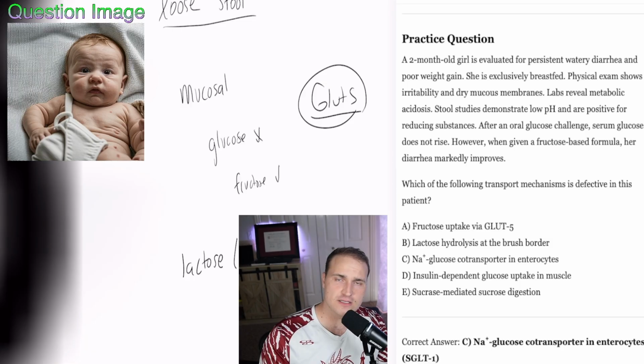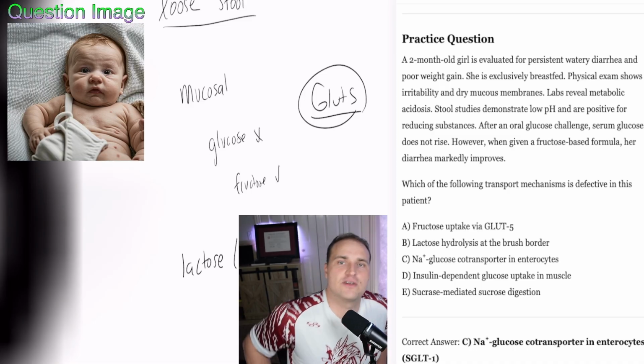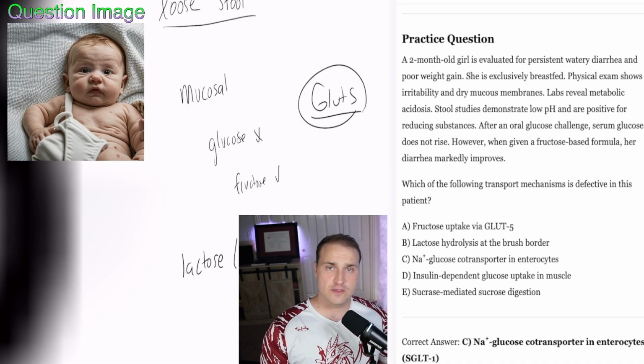So the key physiology here is that there's glucose and galactose absorption via the SGLT1, right? And that is a sodium-dependent transport. And fructose absorption via the GLUT5 is independent of sodium, and so it's fine. So this is SGLT1 deficiency. You can't absorb glucose or galactose, and it causes diarrhea, dehydration, reducing sugars in the stool. But the fructose absorption, totally normal.